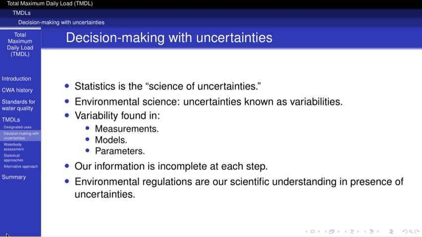When the dynamics of the system are nonlinear, the process can exhibit chaos even though the theory is based on deterministic dynamical systems. Accepting the universal presence of inherent natural variability allows us to view environmental regulations as scientific understanding in the presence of uncertainty.